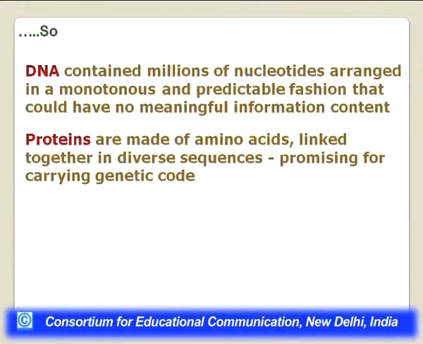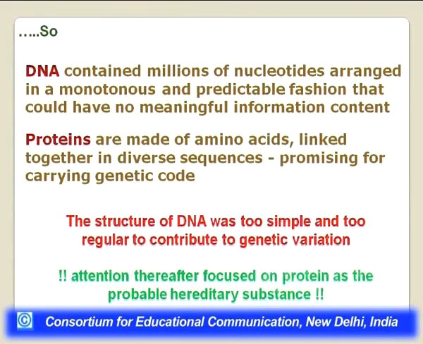However, if you look at the proteins, they are made up of amino acids. Of the 20 amino acids, probably 16 were discovered at that time. But the proteins are made up of amino acids linked together in diverse sequences, so that promised to carry a genetic code. And therefore, the scientists diverted their studies towards the protein molecule to be identified as the genetic carrier. The structure of DNA was too simple and too regular to contribute to any kind of variation that is occurring. Therefore, the attention focused on the protein as a probable hereditary structure.